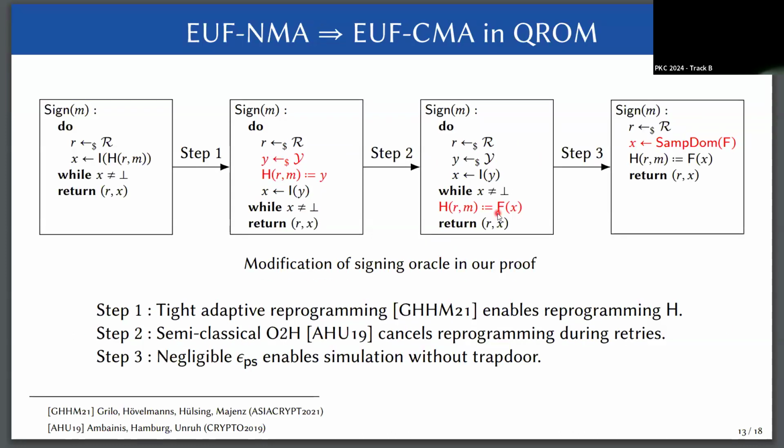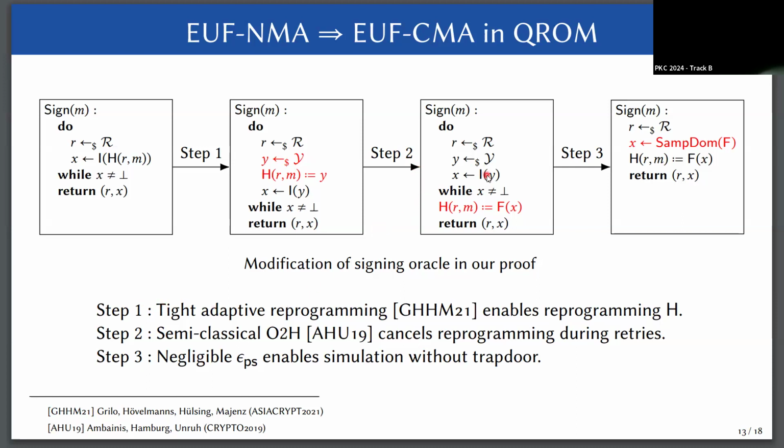Here's our answer. This is actually the reduction from EUF-NMA to EUF-CMA, no message attack to chosen message attack. We added two additional steps. Step 1: Y is randomly chosen, and the random function is reprogrammed such that H over M equals Y. This is feasible because R is freshly chosen here. This kind of reprogramming is feasible in the QROM using the tight adaptive reprogramming.